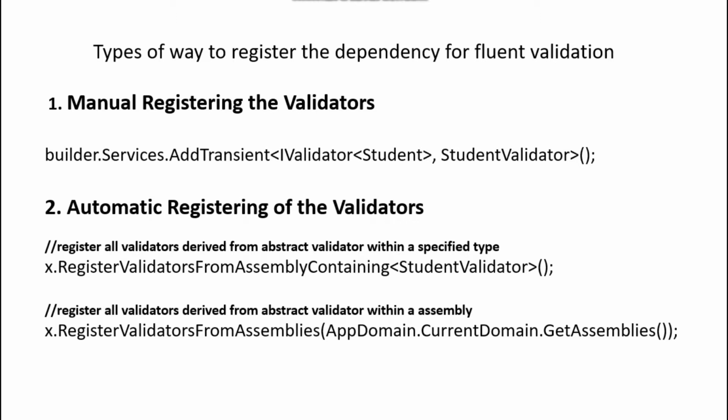If we are doing it manually, then we have to manually register the dependencies by using the AddTransient method and the IValidator interface, where we need to define the validator class and the model, which is Student, for example. And for automatic registering of the validators, we can use RegisterValidatorsFromAssemblyContaining and RegisterValidatorsFromAssemblies.